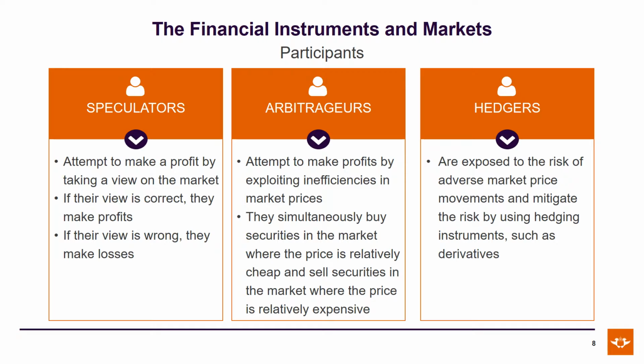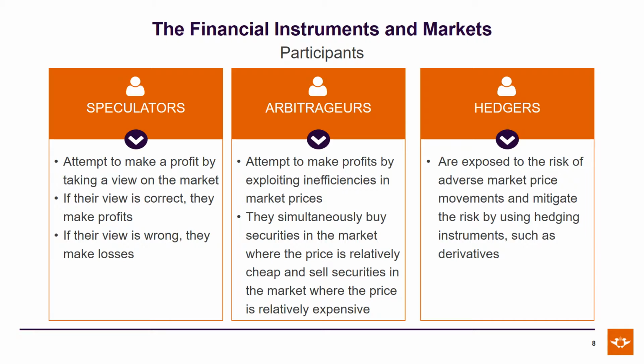Now, in the capital market, arbitrageurs make profits by exploiting inefficiency in market prices. So they'll look for assets which are incorrectly priced or differently priced in two markets. And then they will simultaneously buy the asset in the cheap market and sell it in the relatively more expensive market, and they will make a profit from the difference in prices. But they have to be mindful of transaction costs.